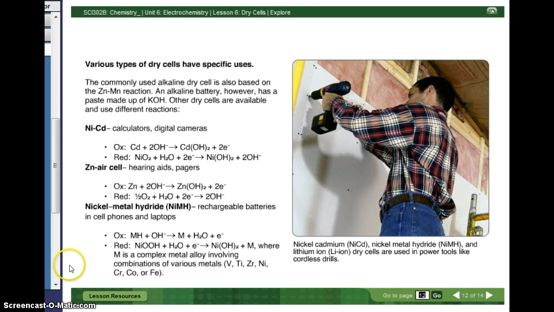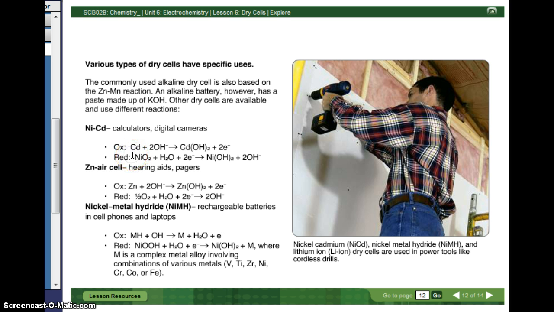Various types of dry cells have specific uses. The commonly used alkaline dry cell is also based on the zinc-manganese reaction. An alkaline battery, however, has a paste made up of potassium hydroxide. Other dry cells are available and use different reactions. For example, a nickel-cadmium is in calculators and digital cameras. The oxidation, the cadmium plus 2 hydroxides yields cadmium hydroxide plus 2 electrons.